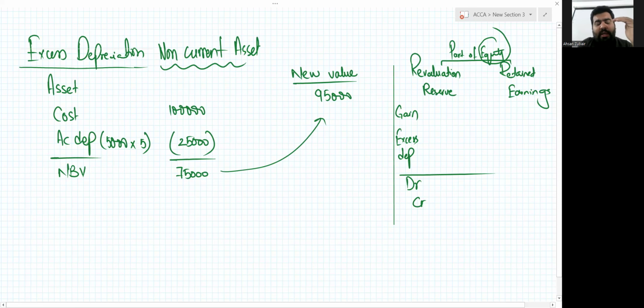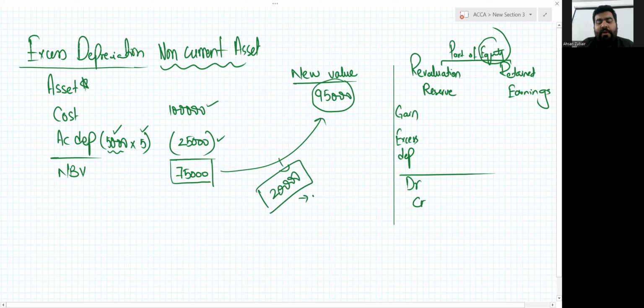For example, there is an asset with a cost of 100,000 and depreciation of 5,000 multiplied by 5. That means 5,000 per year, and 5 years have gone. So 25,000 is accumulated depreciation and the net book value is 75,000. From 75,000, today's new market value for the asset is 95,000. It means there is a non-cash gain of 20,000. We understand it's a non-cash gain, but it doesn't mean it doesn't have a value. It has a value.